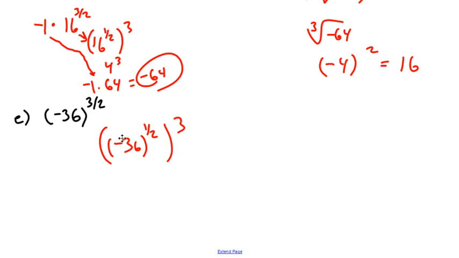Okay, so let's do this part. This part right here means the square root of negative 36. Whoa! Remember, this number right here is 2, right? If this is an even root and there's a negative number inside the radical, is this possible? No! It's not possible, right? So we're just going to say that this does not have a real answer. So we're going to say no real number, or no real answer. Okay? Not possible. And that concludes that example.